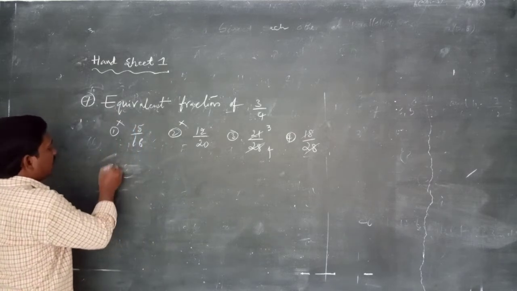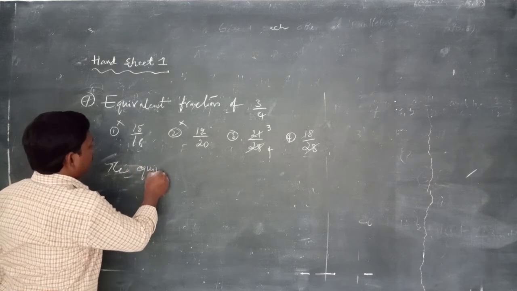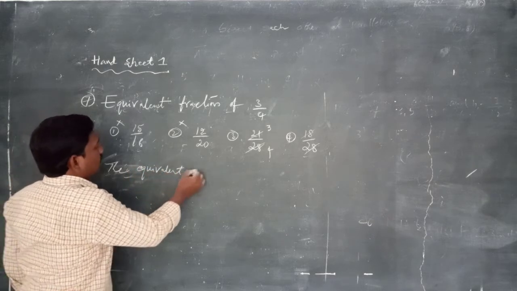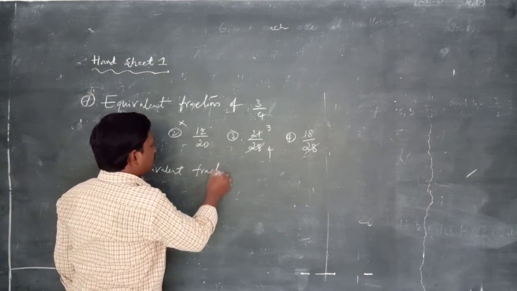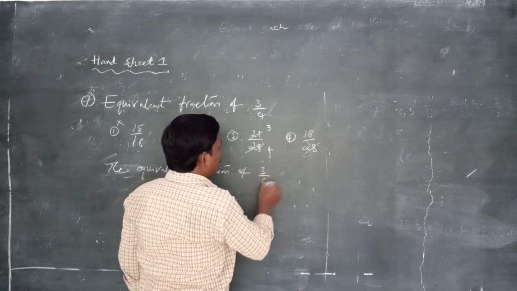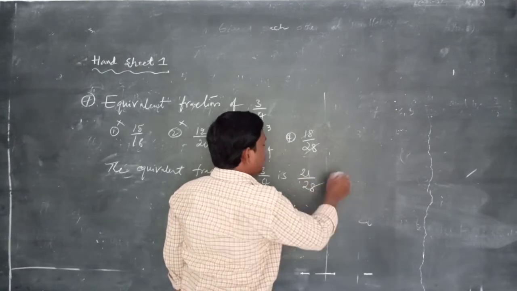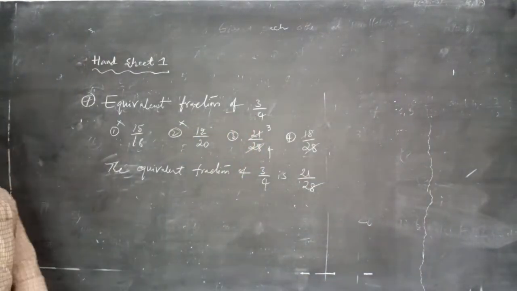The equivalent fraction of 3 by 4 is 21 by 28.